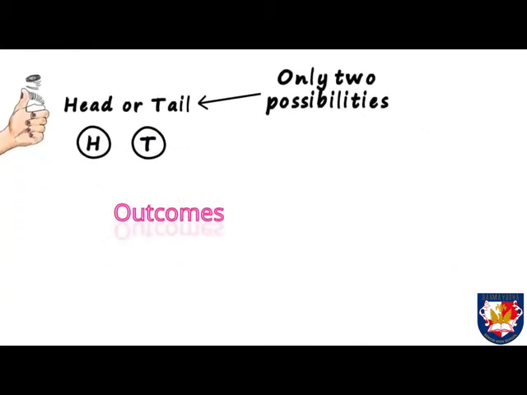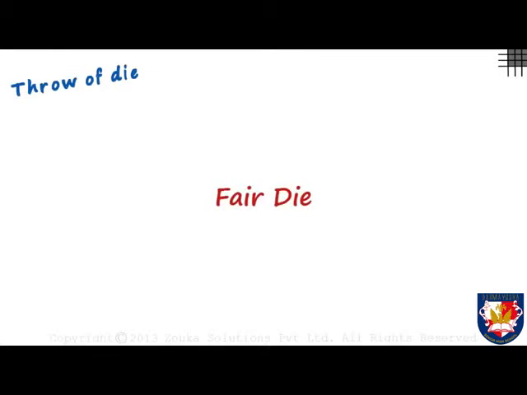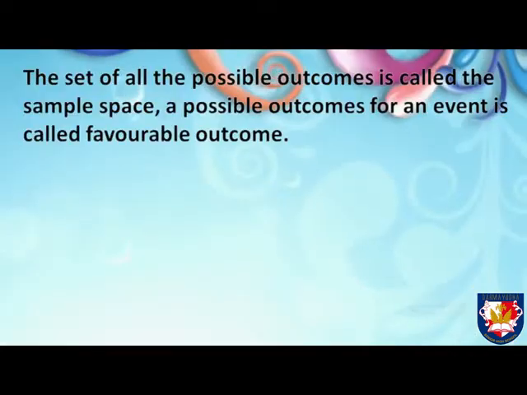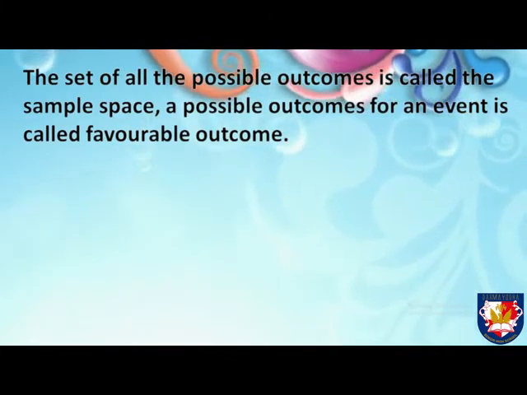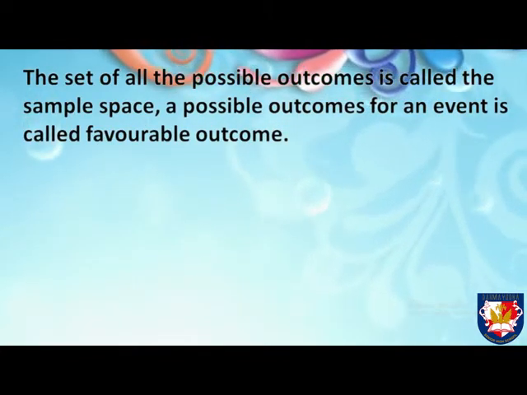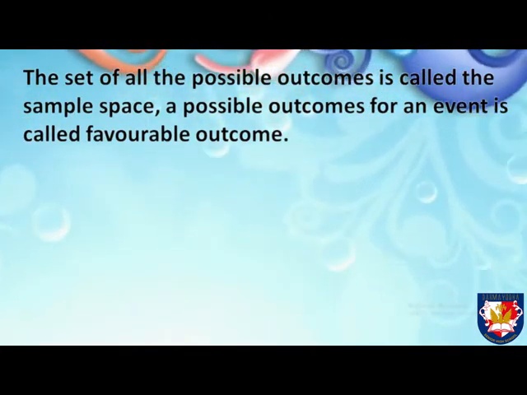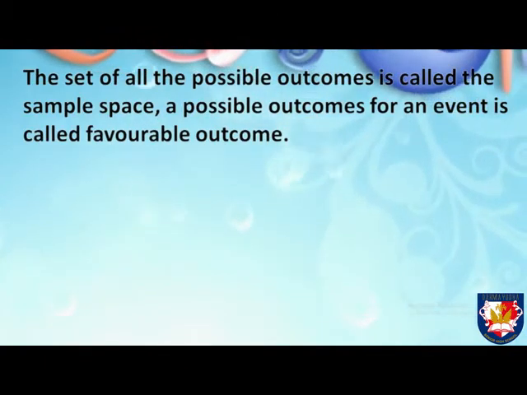How about another example? Assume a die is thrown. Let's think of all possible outcomes. You may get 1, 2, 3, 4, 5, or 6. These are the only possible outcomes for a thrown die. The set of all the possible outcomes is called the sample space. The possible outcomes for an event are called favorable outcomes.